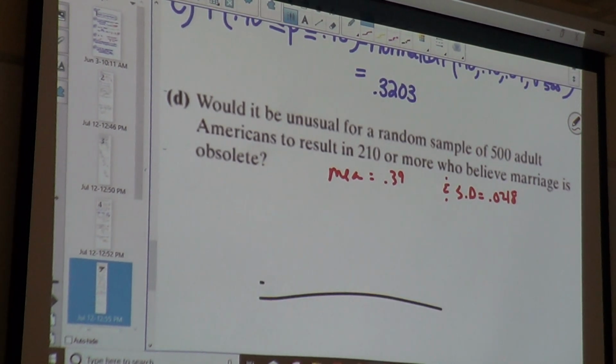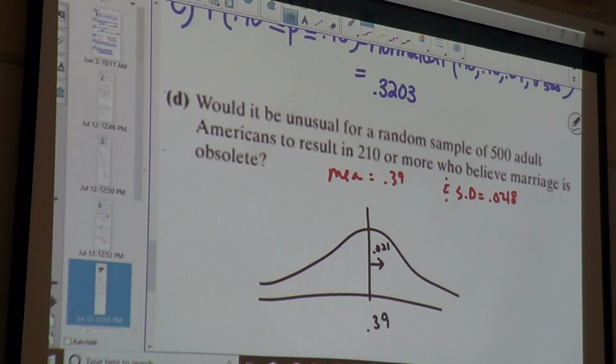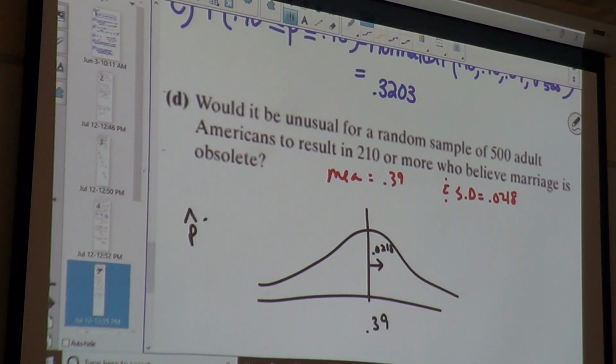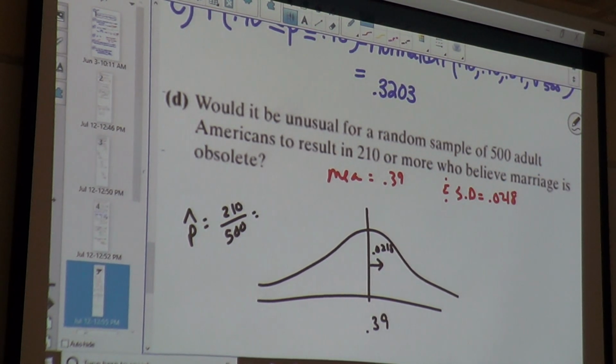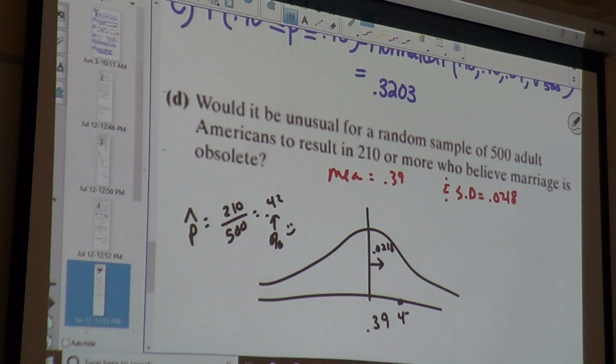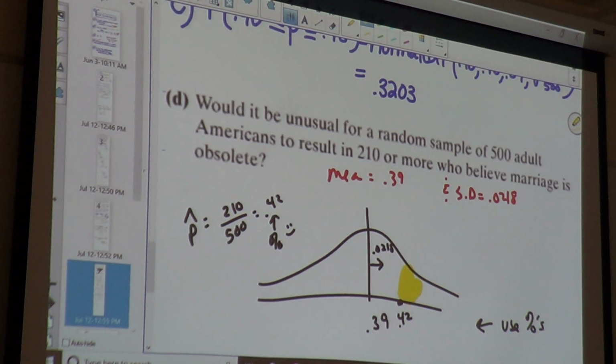So I know that this is 0.39. I know this is 0.0218. So to get my p-hat, I'm going to do 210 over 500. Somebody with a calculator, what does that give me? 0.42. Now that that's a percentage, I am happy. So 0.42 is going to be my percentage that I can put. I can only use percents along that bottom. And it's going to be percentages or higher.